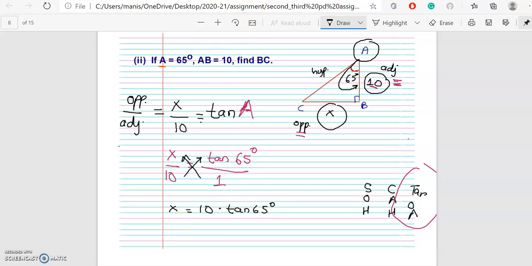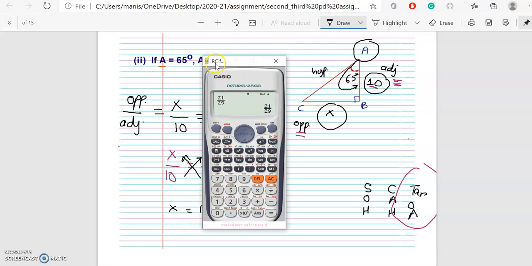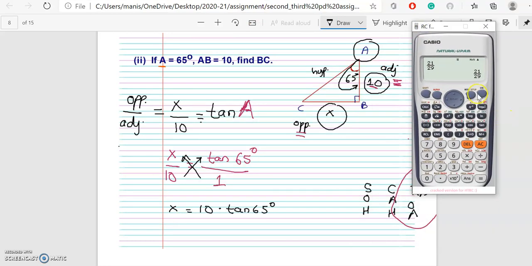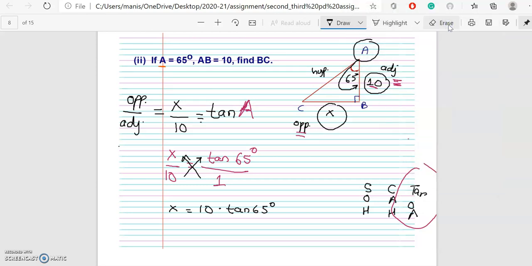Now you will need your scientific calculator. If you don't have a scientific calculator, at this place you will be stopping because you don't know how to solve this. Okay, this is easy. 10 times, please buy a scientific calculator for yourself, tangent 65, and now you don't need to put a degree symbol. Automatically if you look, it says D over here. And you press the button, your answer is 21.44. So my answer is what? X is equal to 21.44.